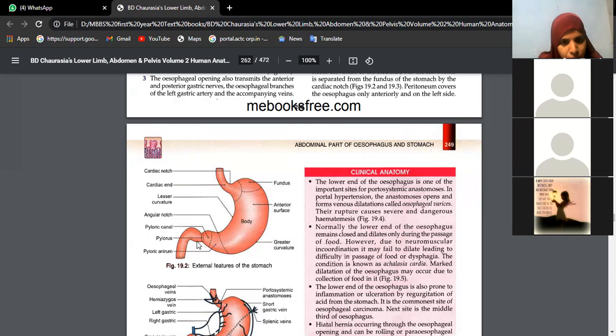Okay, so this whole region is pylorus, and actually you have a deeper angle here which is called the angular notch. From the angular notch, if you draw one line touching the greater curvature, the area behind this line is pyloric antrum. Okay, adjacent to which is pyloric canal, and this is the pyloric part of the stomach. Okay, so this is body, the whole remaining part is body.